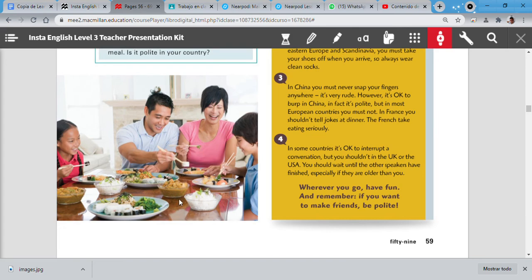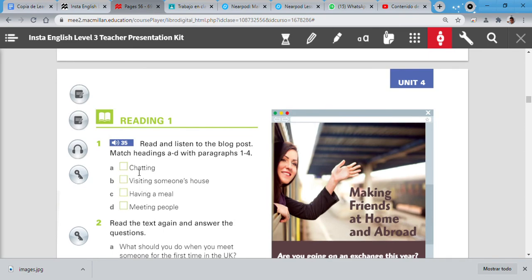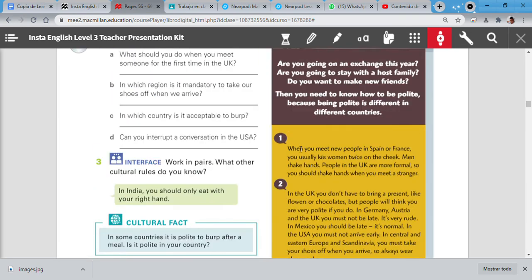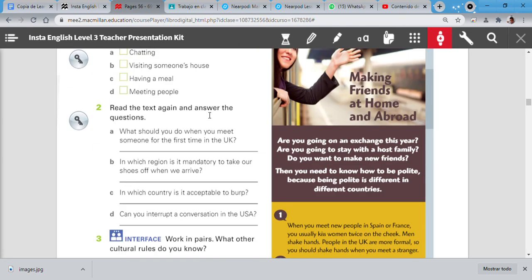So what is the possible heading? Yes, letter A. Teacher, but chatting is not like chat on WhatsApp, on the Facebook chat. Yes, but chat also means hablar. It's not necessarily with your laptop or yourself, and you can chat with some people. It's like hablar, okay? Wherever you go, have fun, and remember, if you want to make friends, be polite. Remember this phrase, it is very important for you. Try to follow this advice.